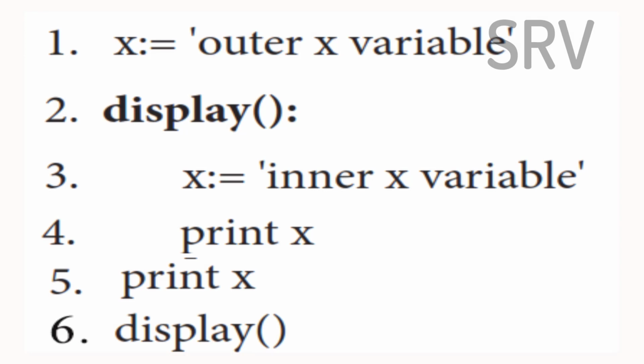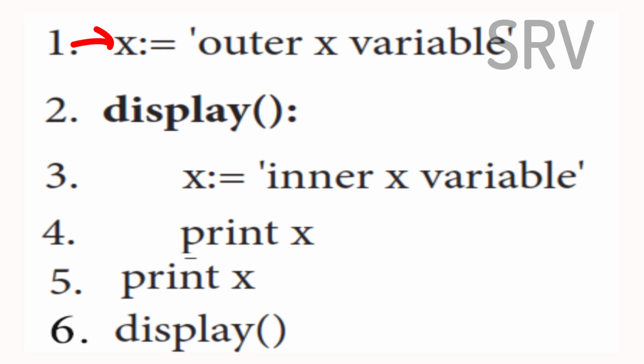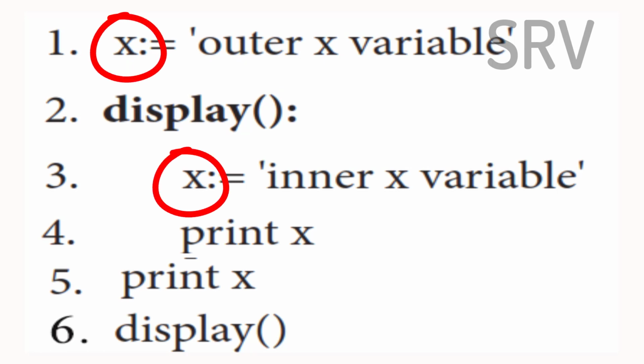So here the variable that we are using in display function is the local scope. And the variable x that we used outside the display function is a global variable or a global scope. So this is how the controller differentiates the variable even though we use the same variable inside the program.